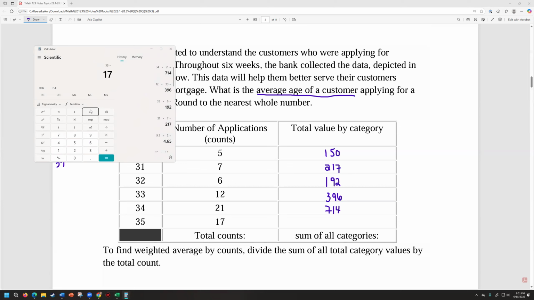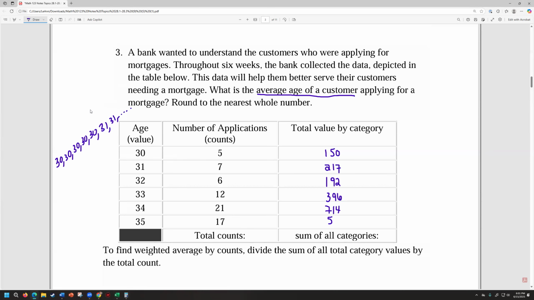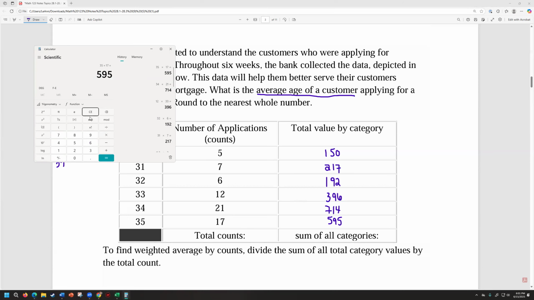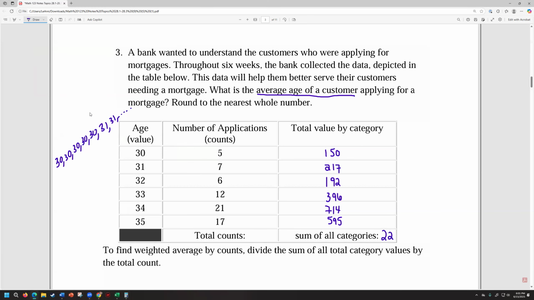35-year-olds, we had 17 of them for our applicants. So that's 595. Okay. So this is the combined total age group values. So we've added up all the 30-year-olds, all the 31-year-olds, and so on. If you add all of these total values by category together, you will have the total sum of all of the ages of all the customers that they saw. So that's 150 plus 217 plus 192 plus 396 plus 714 plus 595. So I'm going to write that down right here. That's 2,264. So remember, this is a sum of all their ages.